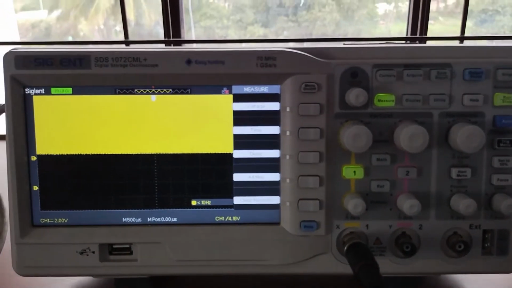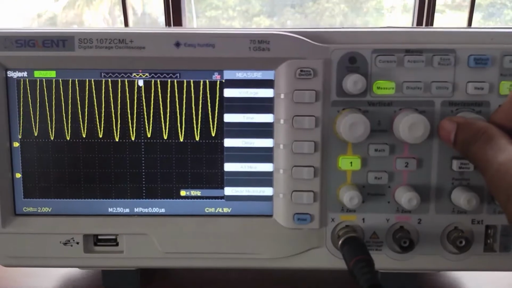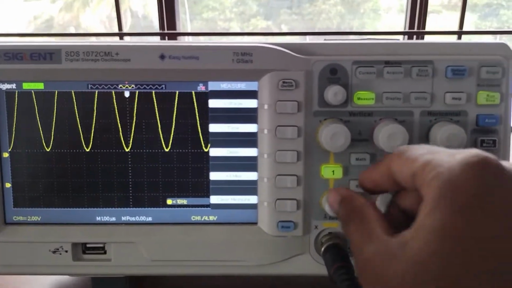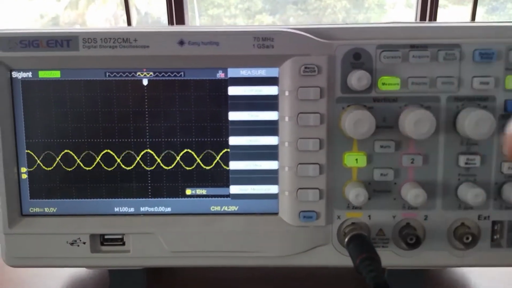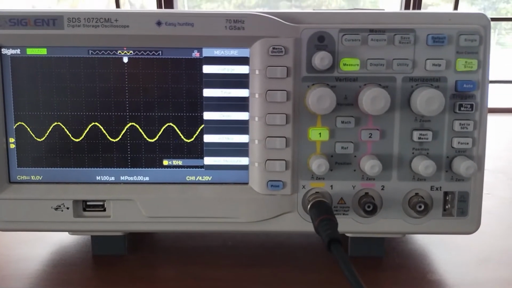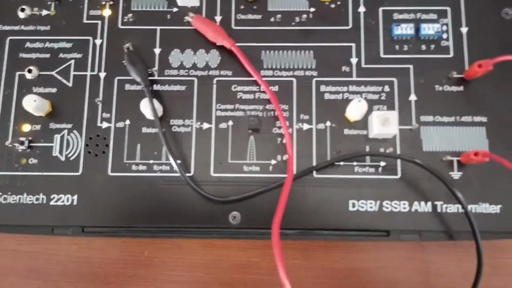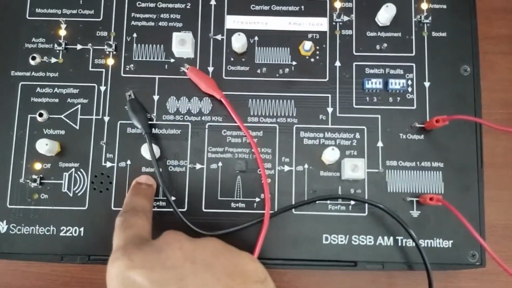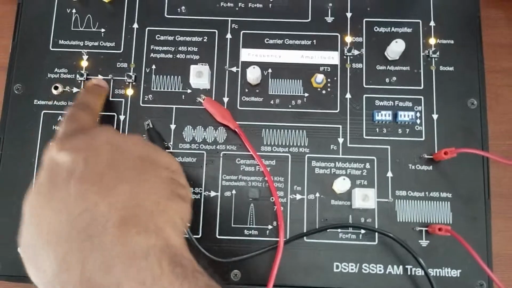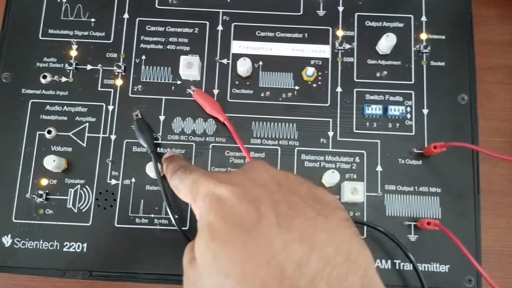To observe the carrier waveform properly, adjust the horizontal knob, and we can also reduce the voltage scale. This is the carrier signal with an amplitude of 400 millivolt peak to peak and 455 kHz. This carrier signal and the audio message signal are both given to the balanced modulator.